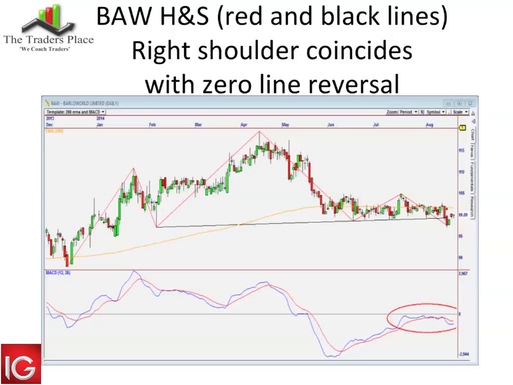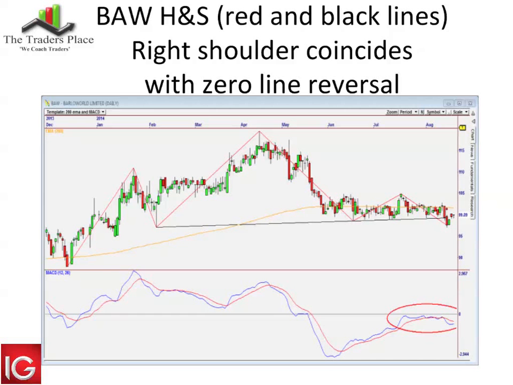Here's a little gift for you guys to watch going forward. Barlow World has completed the head and shoulders. The red zigzag, so we've got left shoulder, head, right shoulder. The black line is the neckline.